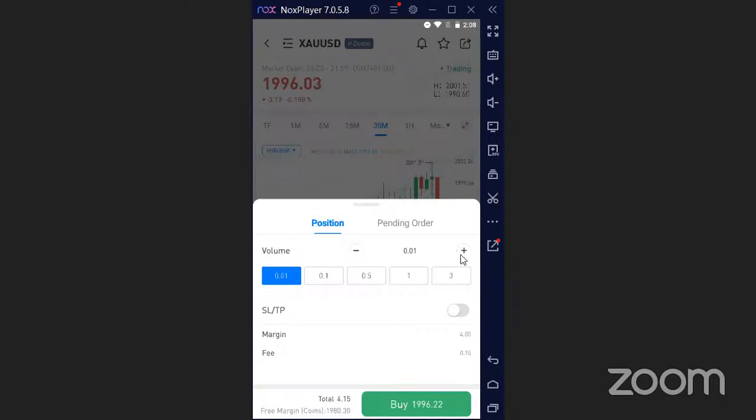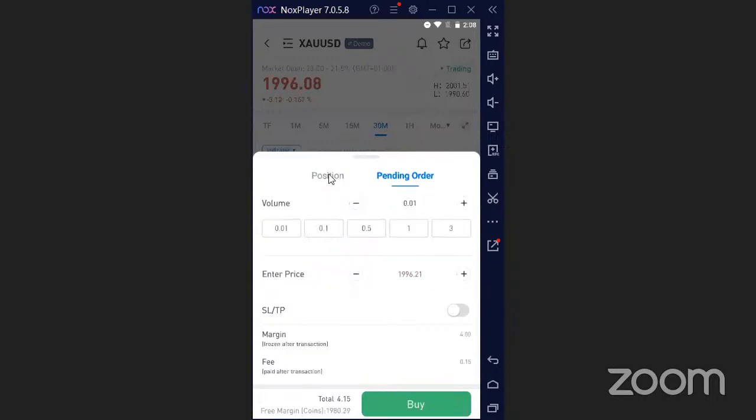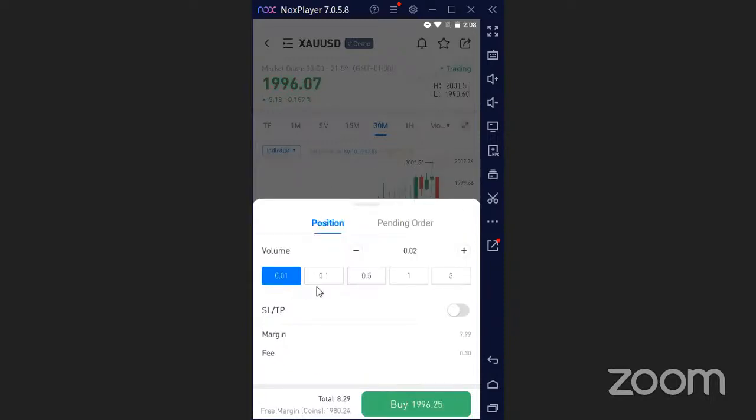That's your lot size. But I'll always advise that you use a small volume, most especially if you have a small account balance. Let's say you have below $30. In fact, if you have below $50, I don't think you should be using more than 0.01, because that way it is easy for you to manage your risk.